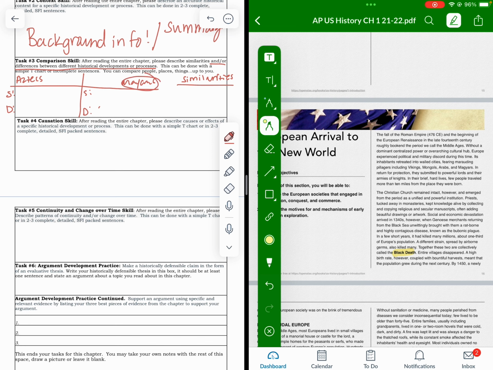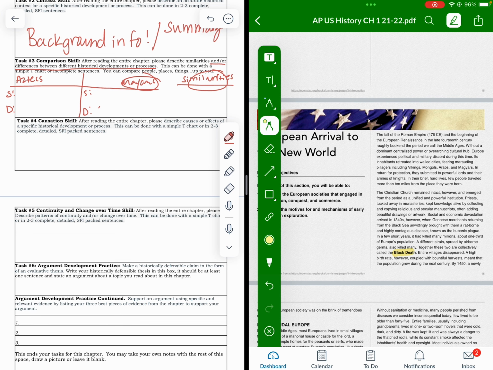Just make sure, the more specific you can be of saying, I'm talking about similarities, I'm doing similarities and differences, here are the groups that I'm going to compare, so on and so forth. The more specific stuff you're putting in there, the easier it'll be for me to grade.